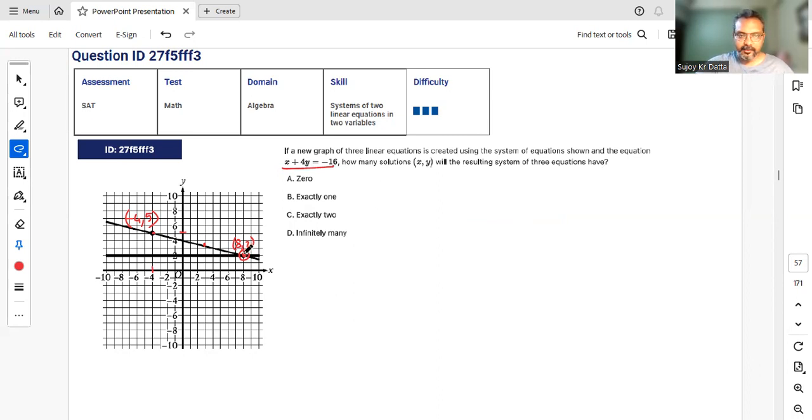So if you look carefully, (8, 2), we just plug in here. x plus 4y equals -16. Let's just plug in x as 8 plus 4 times 2. That's not -16, which means this point does not satisfy it. So there is no solution. Just this much is enough to answer. I hope this is clear. Let's go to the next one.